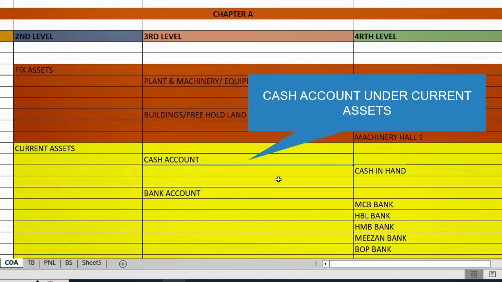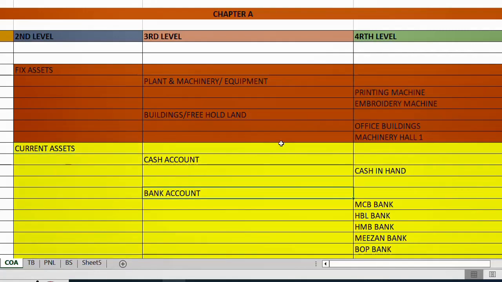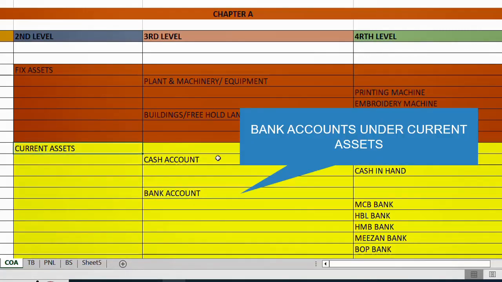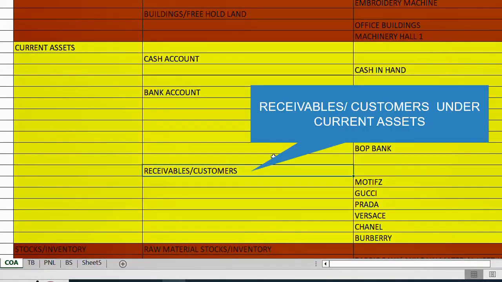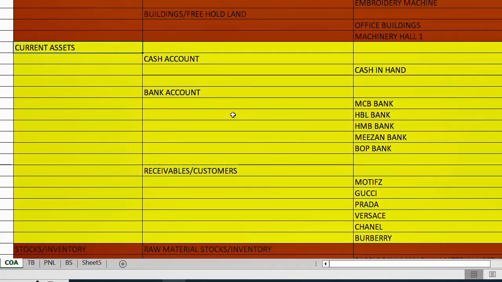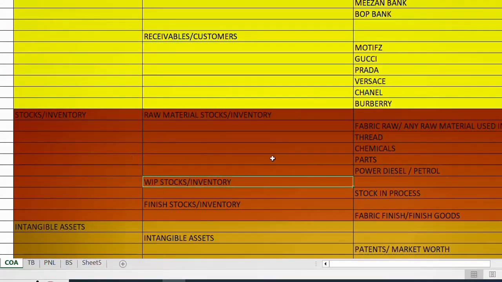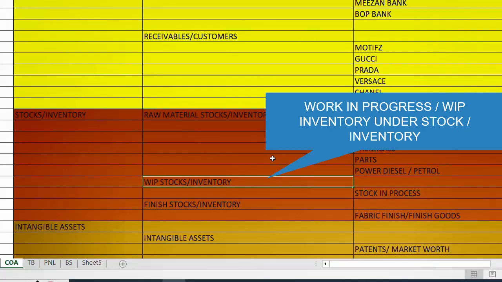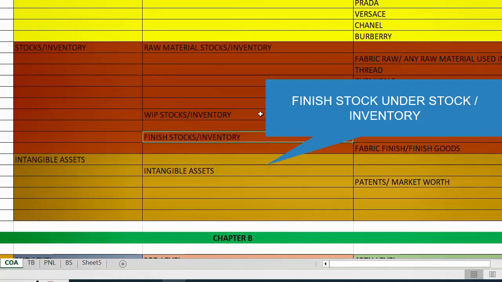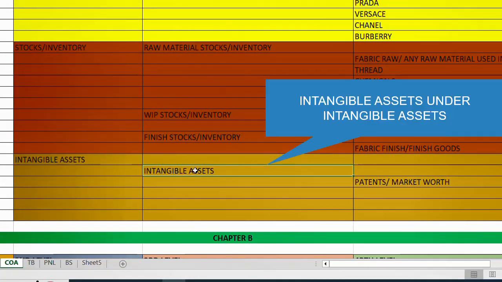Level 3, cash account under current assets. Level 3, bank account under current assets. Level 3, receivable or customers or debtors account under current assets. Raw material or raw material inventory under stock inventory account. Work in progress stock inventory under stock inventory account. Finished stock inventory under stock inventory account. And then intangible assets under intangible assets.